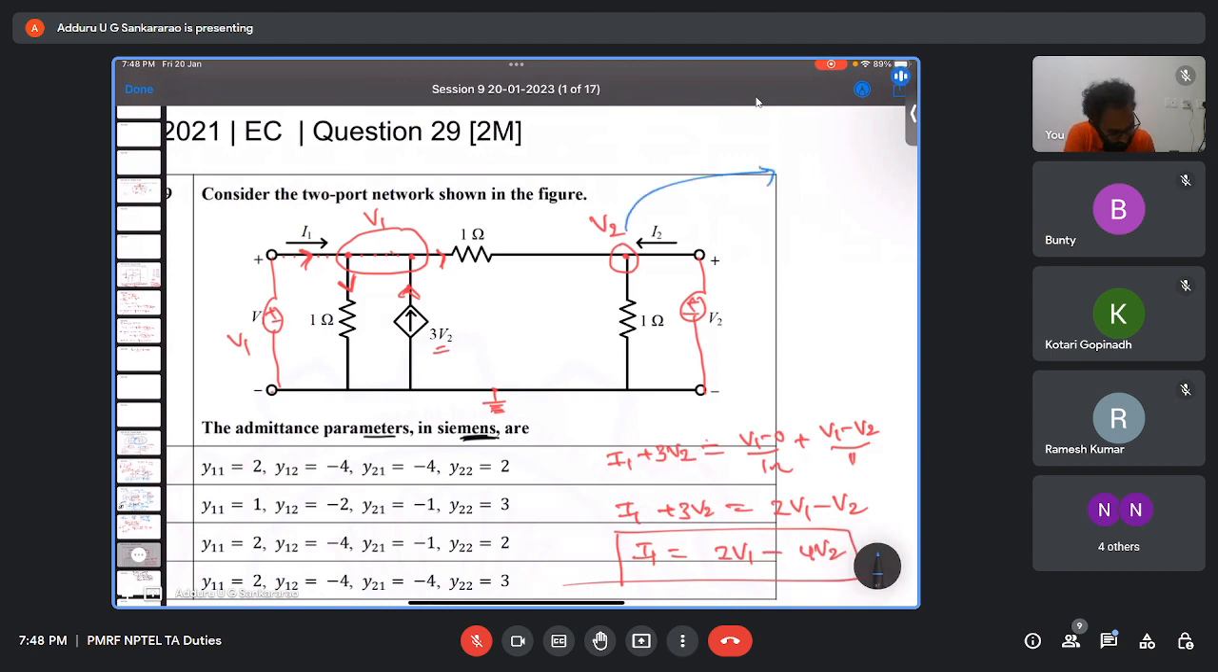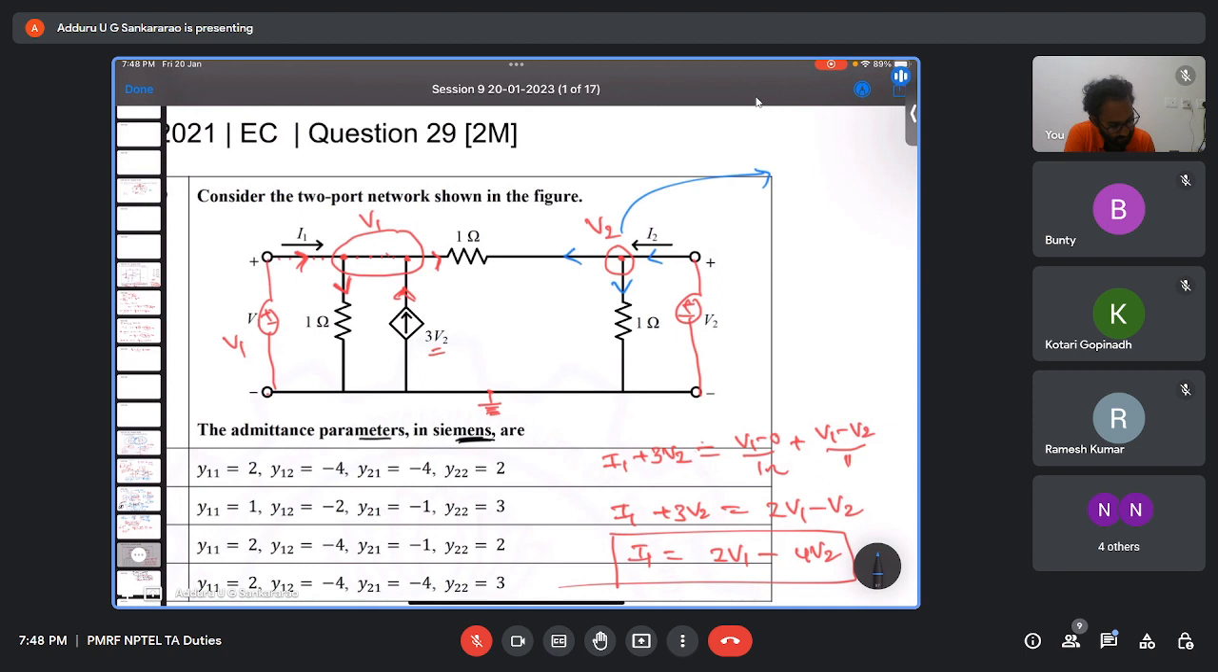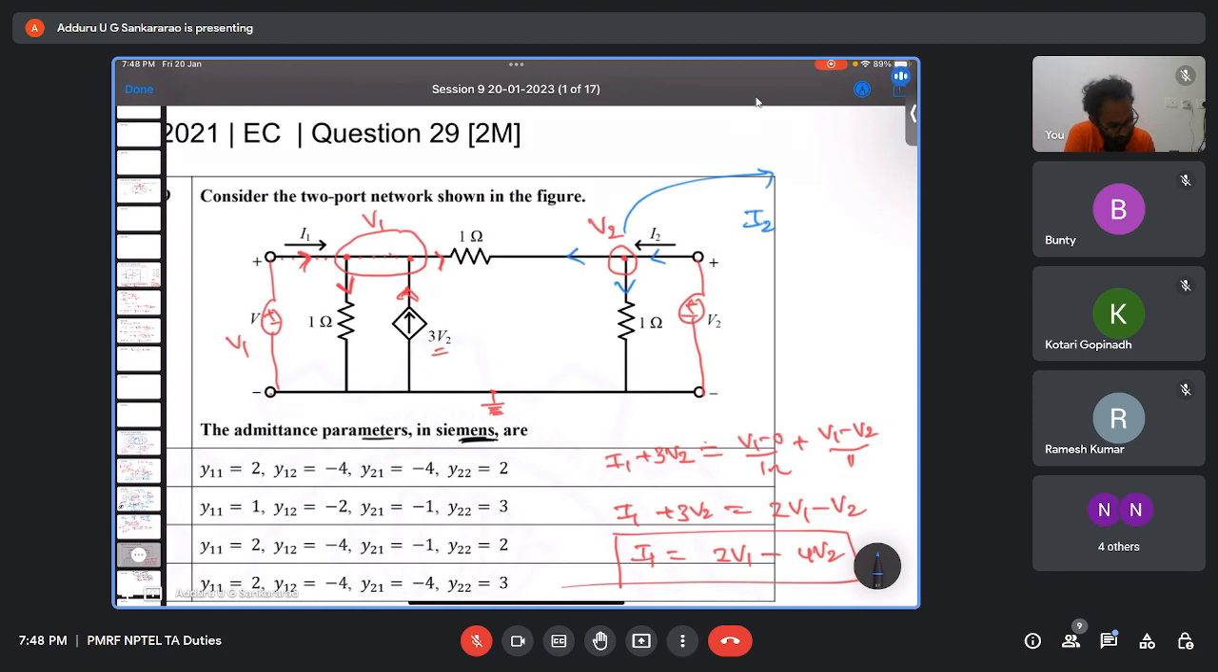So this is I1, the entering current; let us say here is the leaving current. Now what is the entering current? I2 is the entering current. What is the leaving current? V2 minus 0 by 1. And another leaving current is what? V2 minus V1 by 1. This is the leaving current. So what we get? I2 equal to minus V1 plus 2V2.